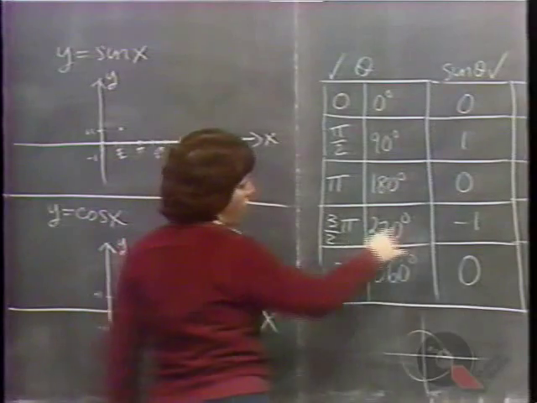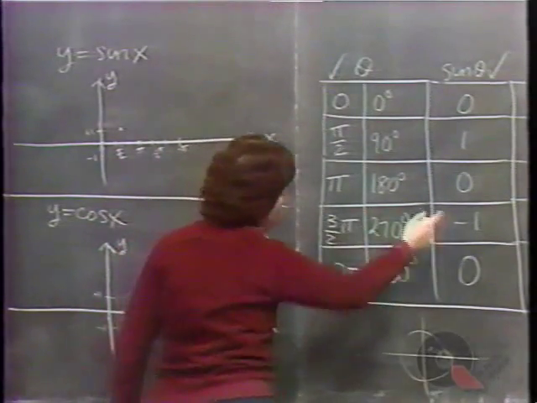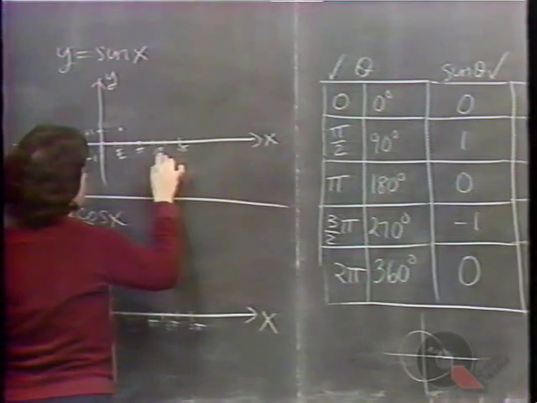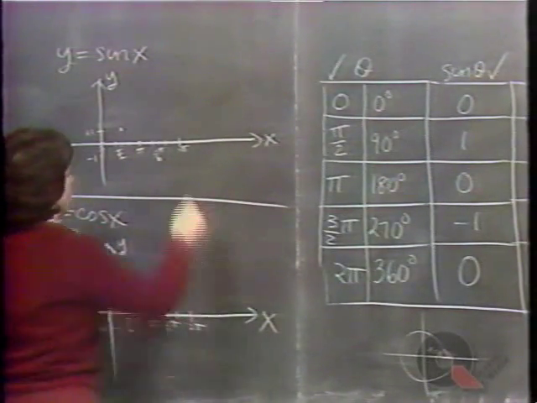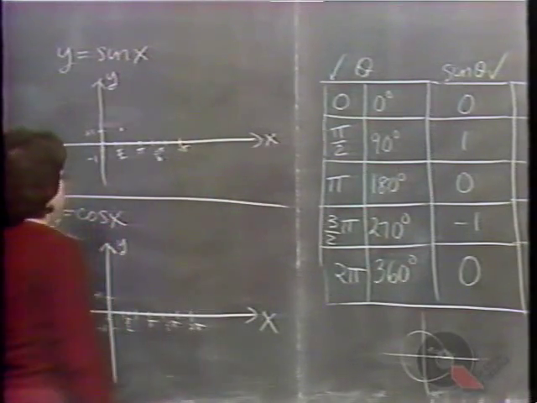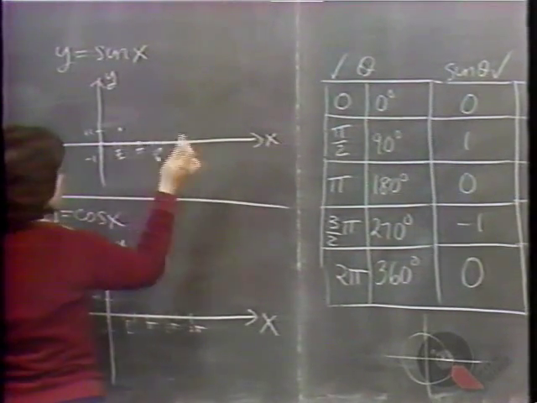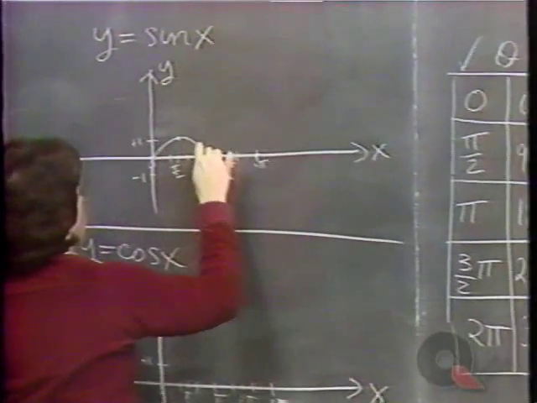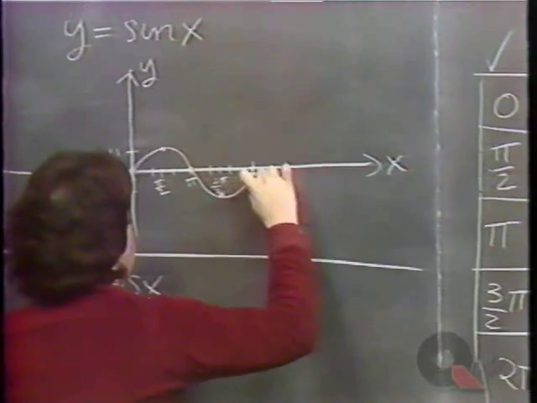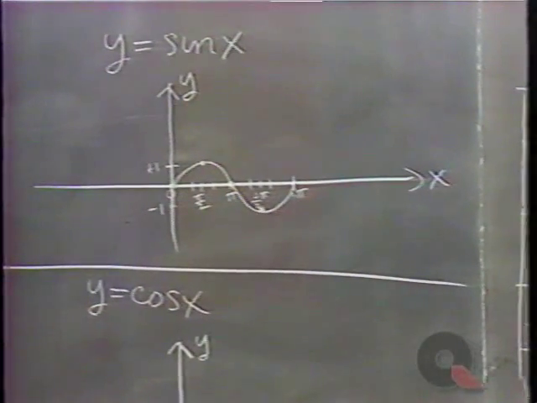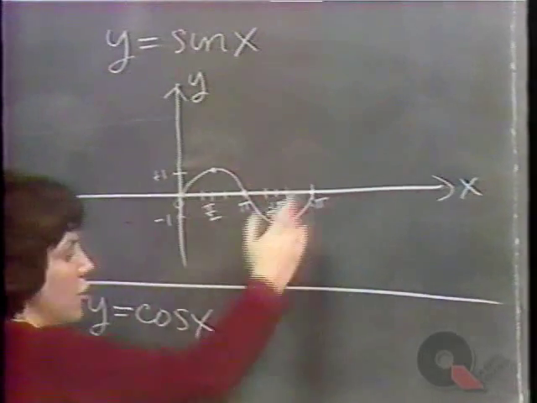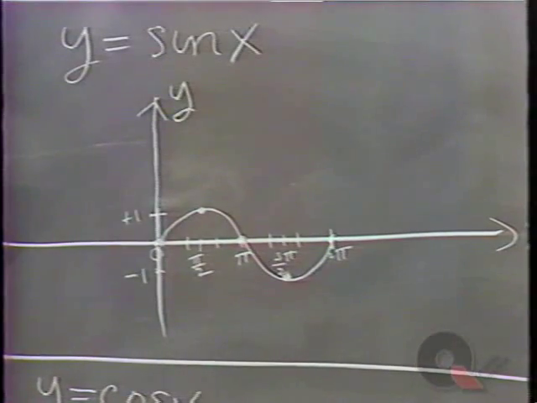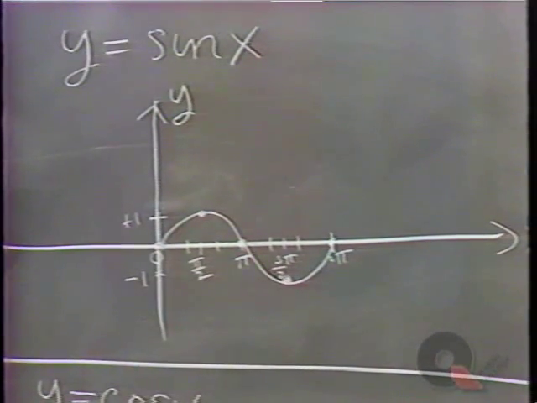Then about 3 halves pi, comma minus 1, about 4.5, comma minus 1. 4.5, comma minus 1 is here. And 2 pi, comma 0. Okay, connecting these in a smooth fashion, we get the graph of y equals sine x between 0 and 2 pi. And as I mentioned, it keeps repeating this way and also in that direction. It's just a portion between 0 and 2 pi.